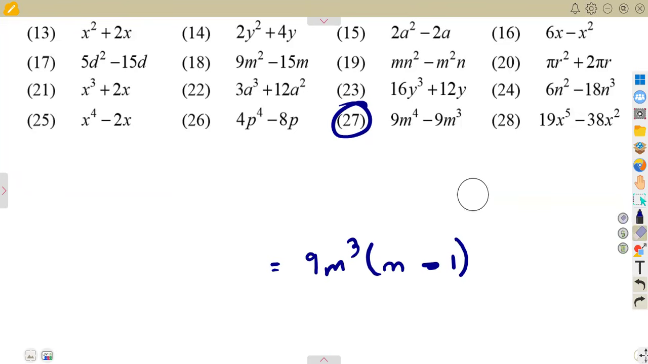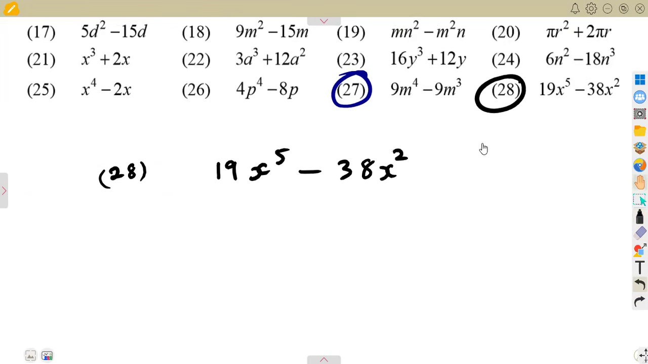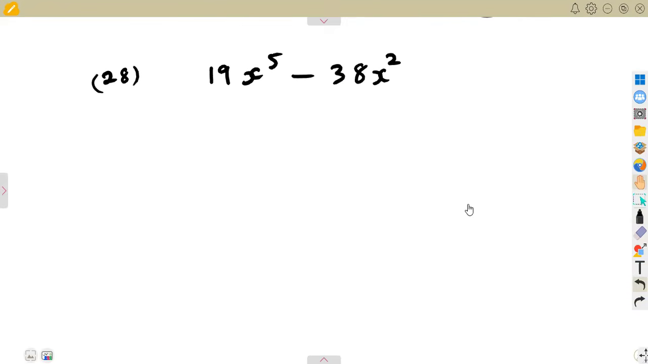I want us to try as many questions as we can. Like I said before, let us just conclude with question number 28. On question number 28, we are given again to factorize 19x to the exponent of 5 minus 38x to the exponent of 2. So if we are to consider this, how are we going to factorize this?